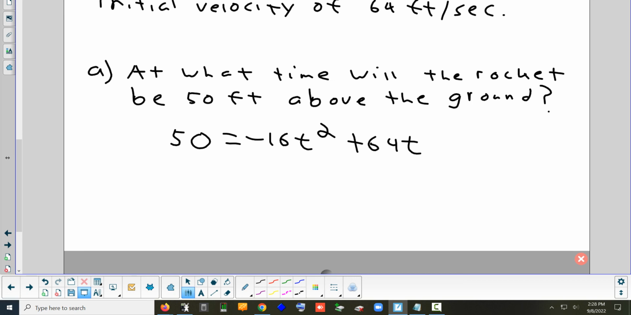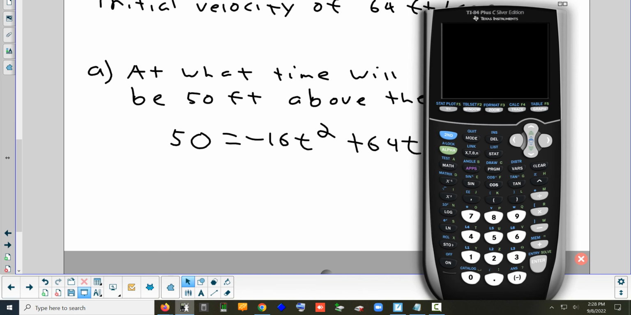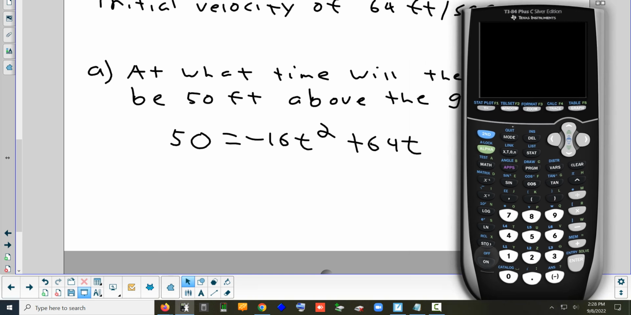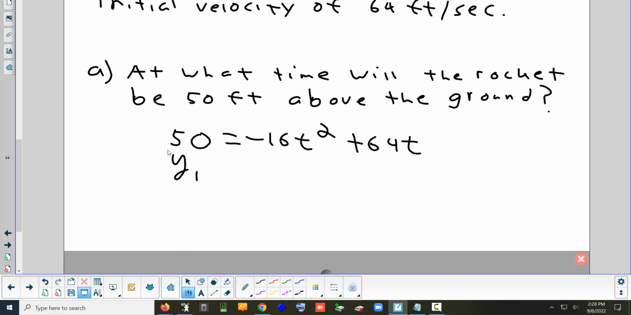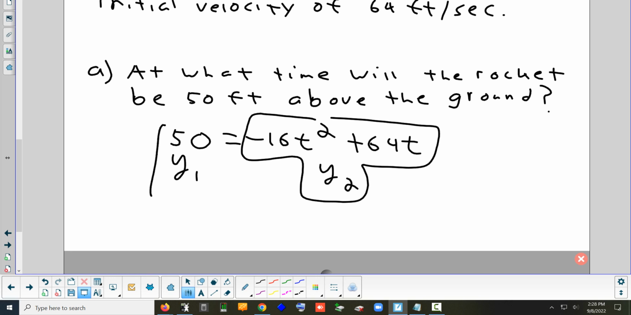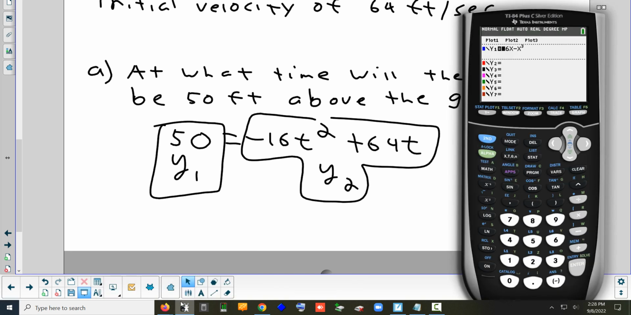All right. So let's do that on the calculator. We've done something kind of like this before. We're going to put one side of this equation in y1. So we're going to put the 50 in y1. We're going to put the right side in y2. So we're going to graph two things at the same time.